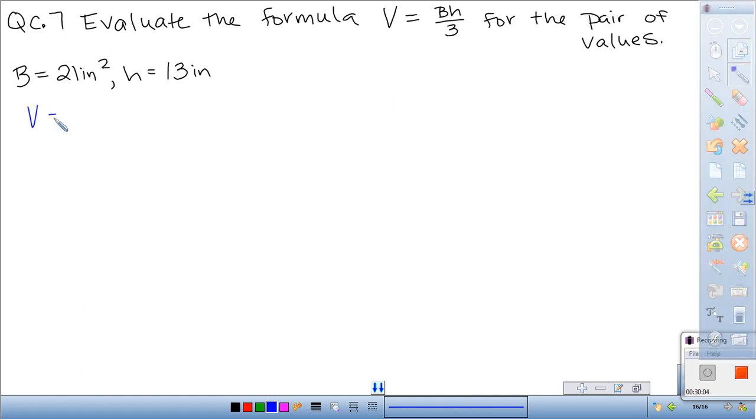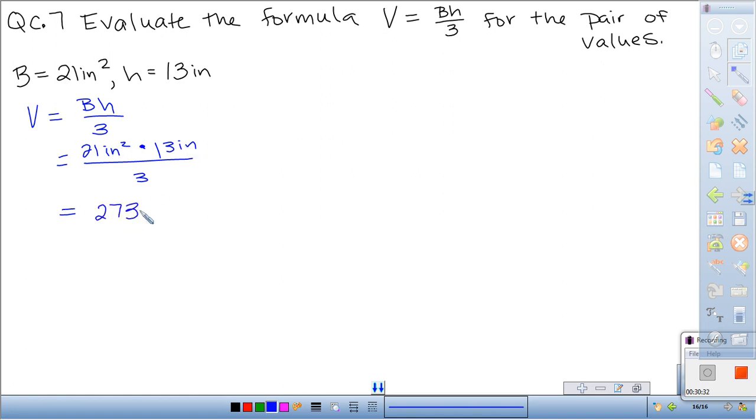So I have V equals area of the base times the height divided by 3. Substitute in our numbers. Area of the base is 21 inches squared. This is B times H, so I'll multiply it times H, which is 13 inches, and then divide by 3. Again, along with working left to right, we work top to bottom. So first I need to multiply 21 times 13. 21 times 13 is 273.